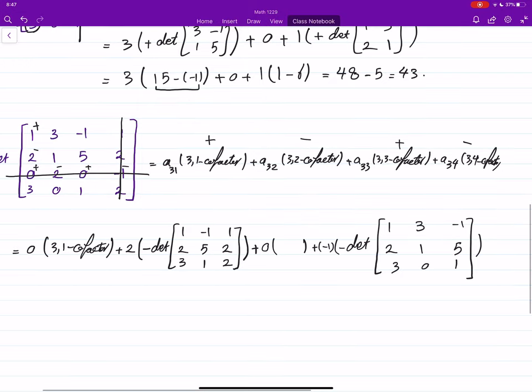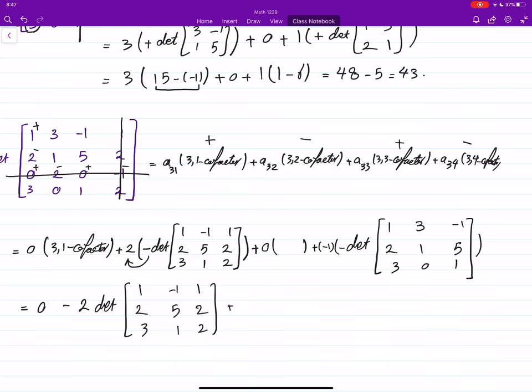Okay, so the first entry is 0, so the second one 2 times. Let me multiply that negative sign outside. This guy outside, so this would be negative 2 times the determinant of 1, negative 1, 1, 2, 5, 2, 3, 1, 2. The last piece, this third piece is 0, and here I have 2 negative signs, so this will be just the determinant of 1, 3, negative 1, 2, 1, 5, 3, 0, 1.